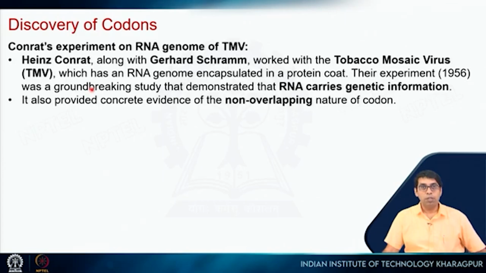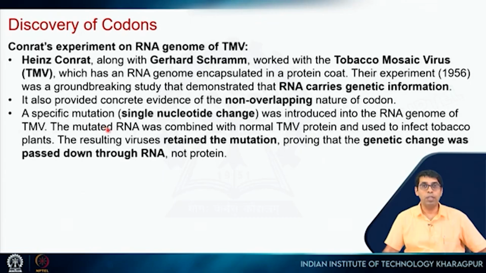And eventually this was proved by Fraenkel-Conrat's experiment on the RNA genome of tobacco mosaic virus. So Heinz Fraenkel-Conrat and Gerhard Schramm worked on tobacco mosaic virus, which has an RNA genome, right? Their experiment in 1956 was groundbreaking in 2 ways, because it showed that RNA carries genetic information. So that was a big discovery. And the second outcome of their experiment was that these codons are non-overlapping, which was proposed by Crick and others in their paper.